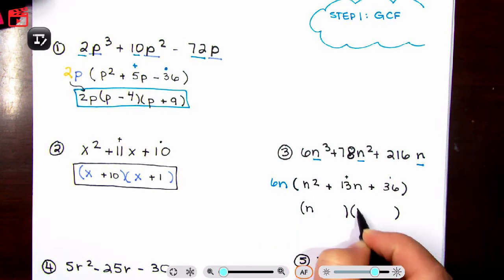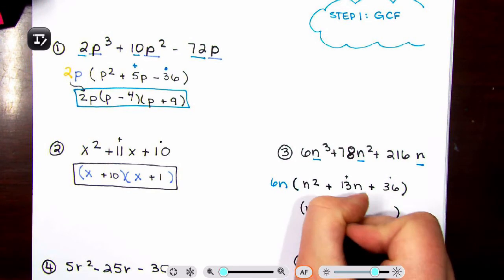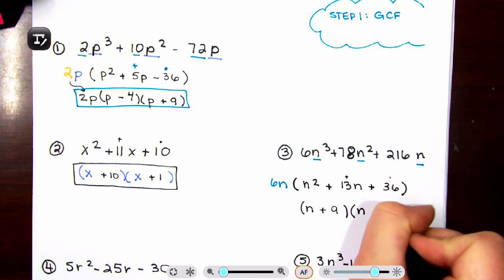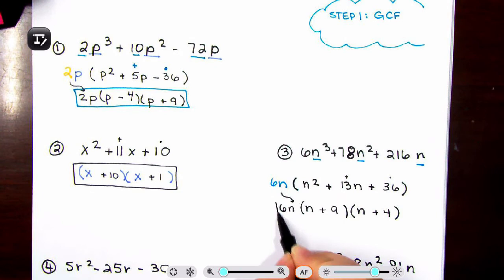So here's n, and let's see what else we got. We have two numbers. I'm thinking 9 and 4 again, because 9 times 4 is 36, and 9 plus 4 is 13. So we're going to have a 9 that's positive and a 4 that's positive as well. Bring down your GCF, and you are done.